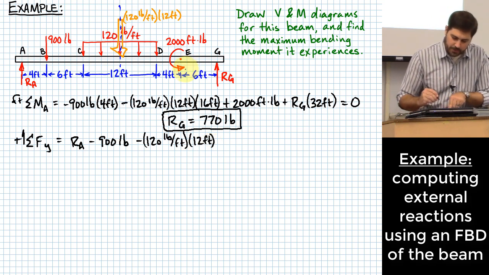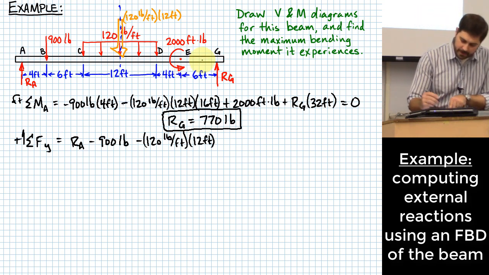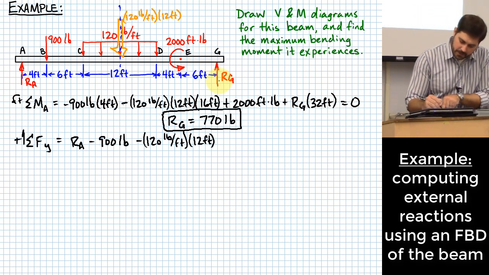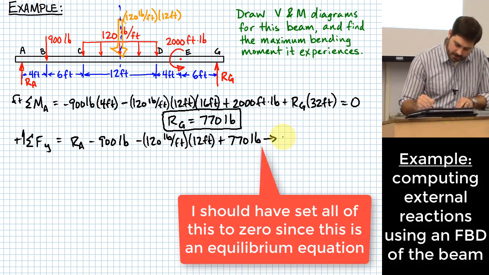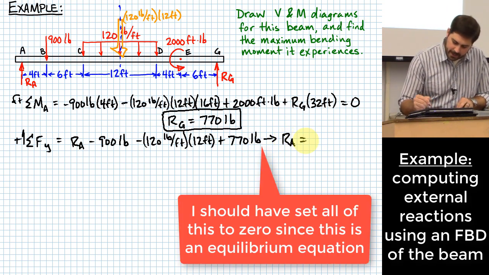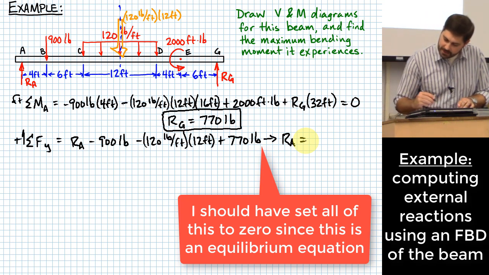Okay. Do I do anything with my 2,000 foot-pounds? Not for my sum of forces, right? It doesn't show up there. But I do take into account RG, so I add 770. Okay, and based on this, RA winds up being 1,570 pounds.